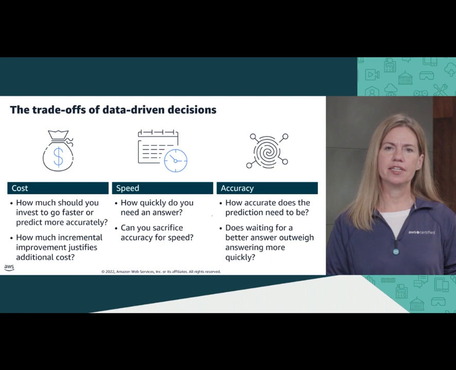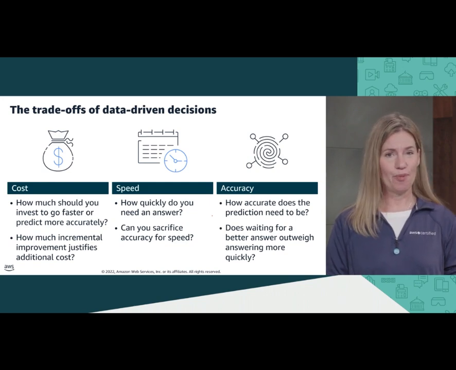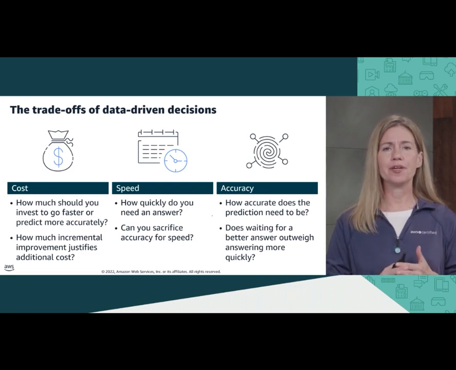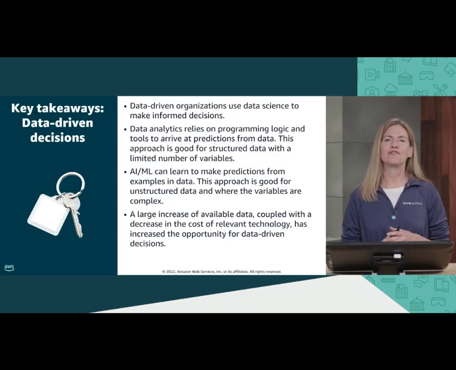The trade-offs you need to consider are reflected across your infrastructure choices. Choose components that provide the best value for the decisions that those components must support. Balancing cost, speed, and accuracy is at the core of building the infrastructure that an organization needs to support data-driven decisions. Here are a few key points to summarize this section.